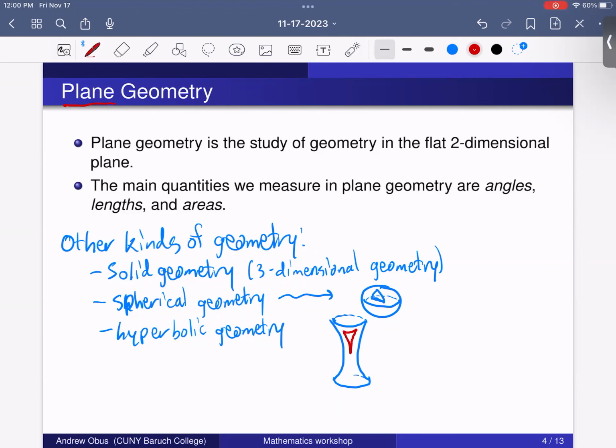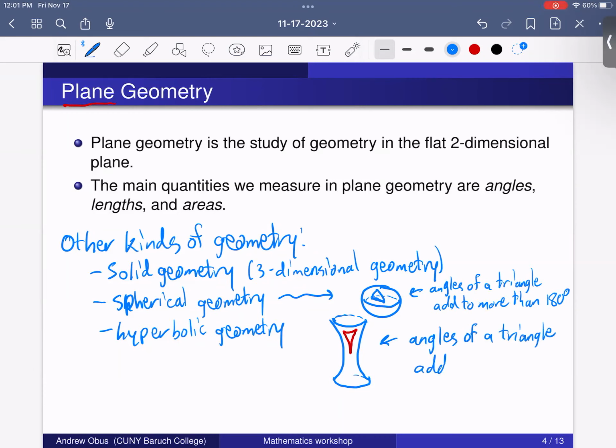And you have all sorts of weird things that happen in spherical and hyperbolic geometry. In spherical geometry, the angles of a triangle add to more than 180 degrees. And in hyperbolic geometry, the angles of a triangle add to less than 180 degrees.